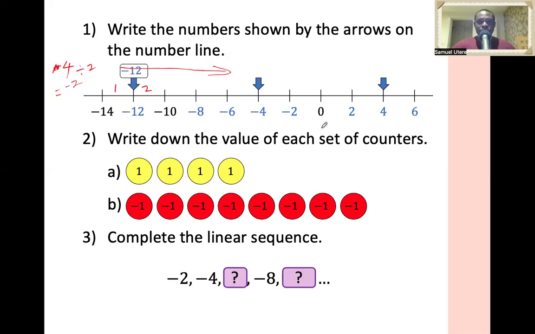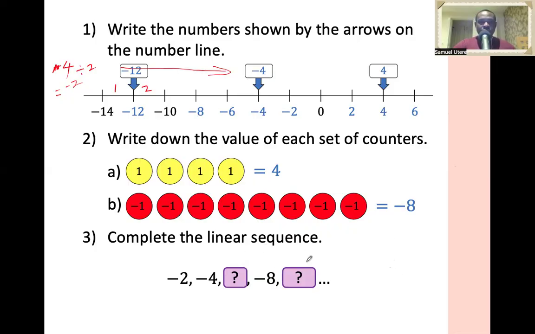Next is to refer you to our previous lesson. And of course, you can see the arrows. So that's negative 12, negative 4, and then 4. Now, this refers you to what we learned in our previous lesson, which is the counters, positive counters that shows positive 4 or 4, and this shows negative 8. So we have 8 negative counters.